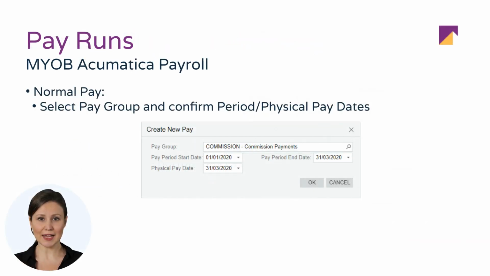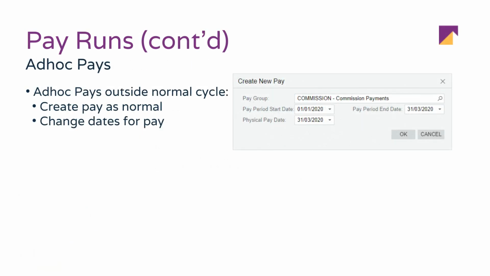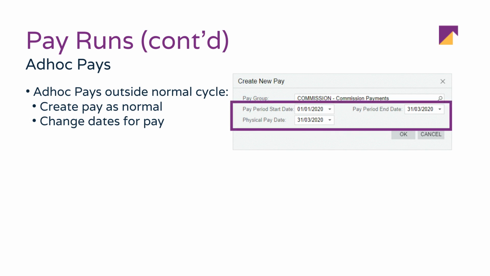In MYOB Acumatica Payroll, there isn't a concept such as a current or a one-off pay. As shown earlier in this presentation, when creating a pay in MYOB Acumatica Payroll, you simply select the pay group for which you want to create the pay. Creating a pay outside of a normal pay cycle is no different to creating a normal pay. When creating the pay, you would simply change the dates associated with the pay.